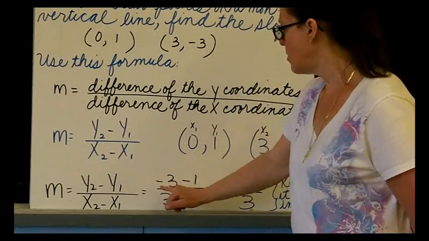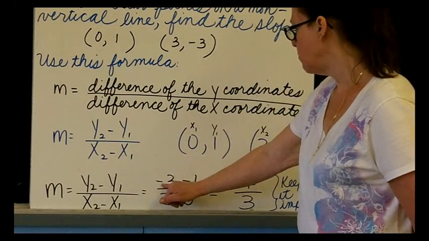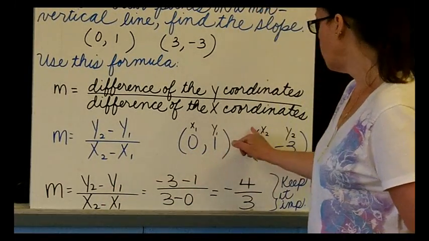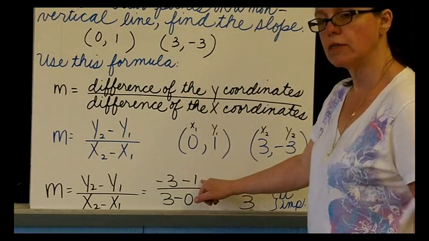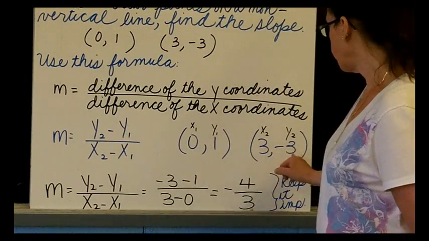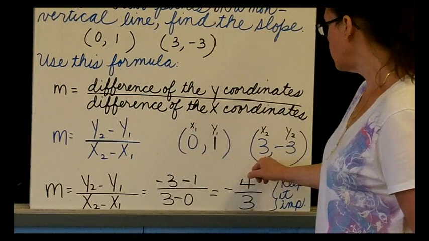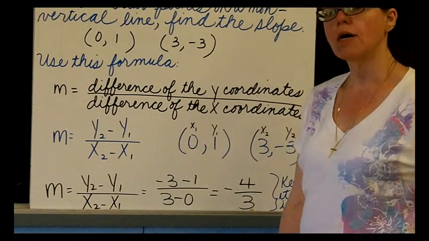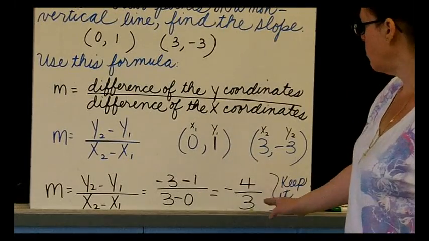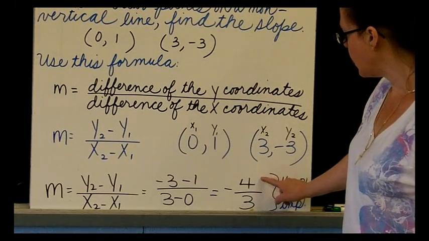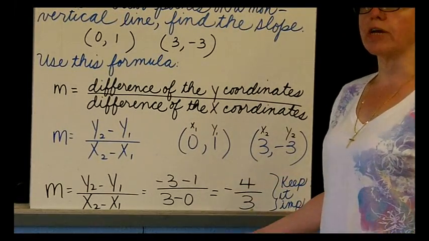So we have our y2, which is a negative 3, minus our y1, which is 1, over 3 minus 0, which is our x sub 2 minus our x sub 1. And then we simplify and we end up with a negative 4 over 3.